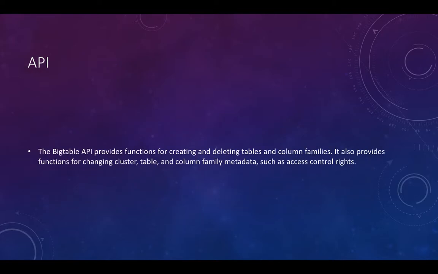The third part will talk about the API. The Bigtable API provides functions for creating and deleting tables and column families, as well as functions for changing cluster, table, and column family metadata, such as access control rights. Bigtable supports several other features that allow the user to manipulate data in more complex ways, which can be used to perform atomic read-modify-write sequences on data stored under a single row key.